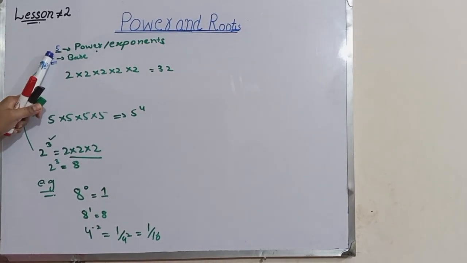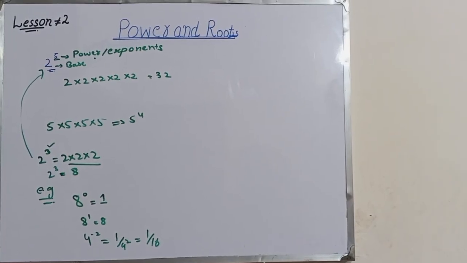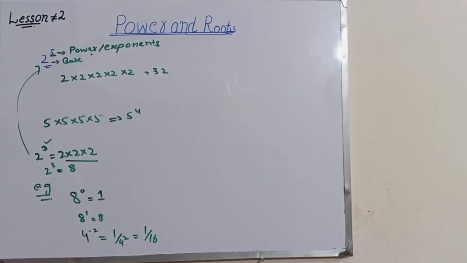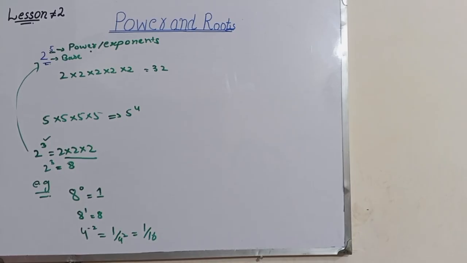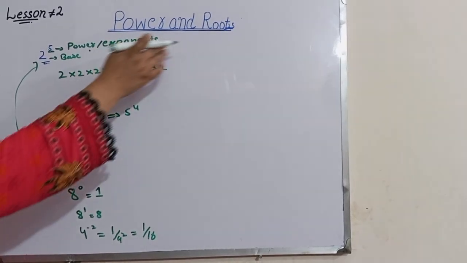These are two base, five exponents. I again repeat, what is the exponent? It tells us how many times the base is multiplied by itself. So next we will do the roots.